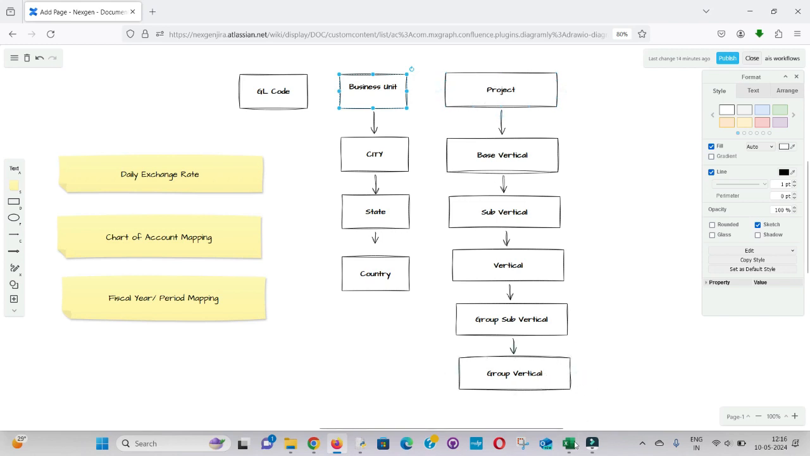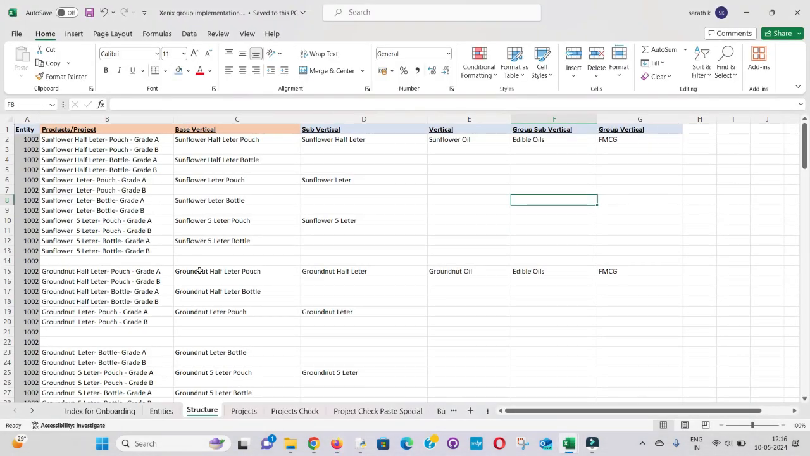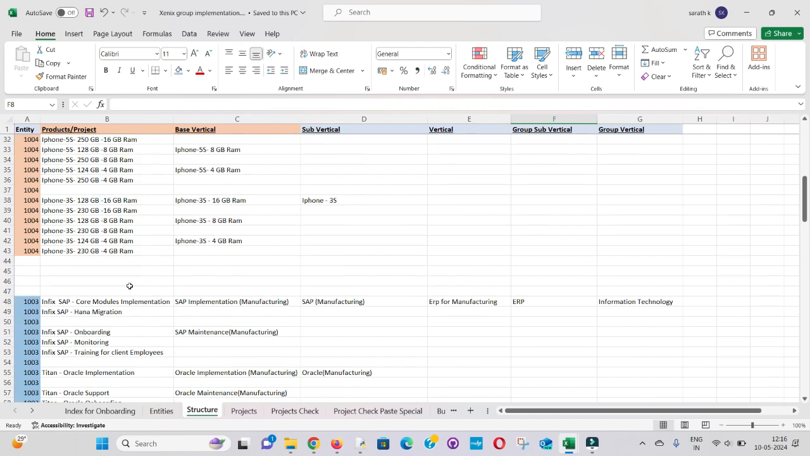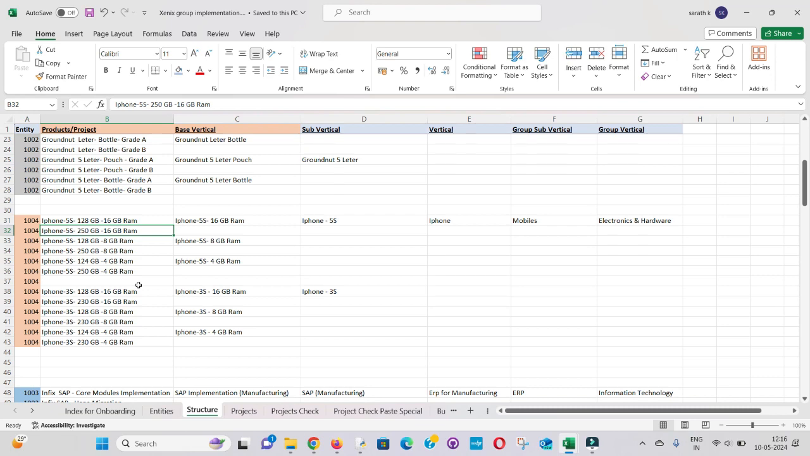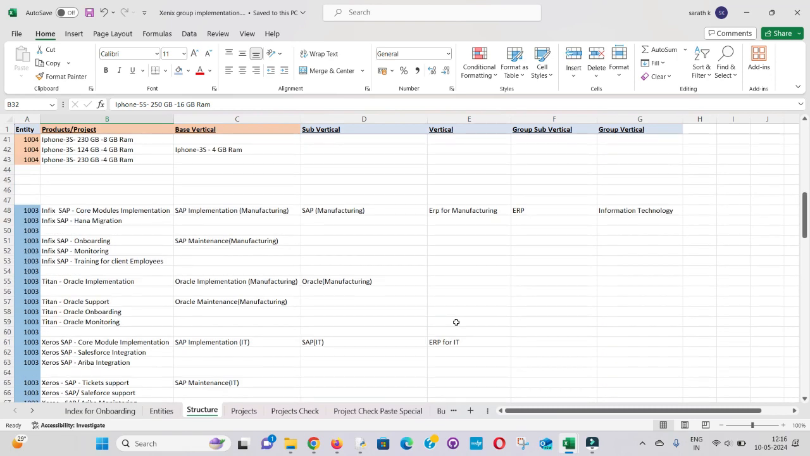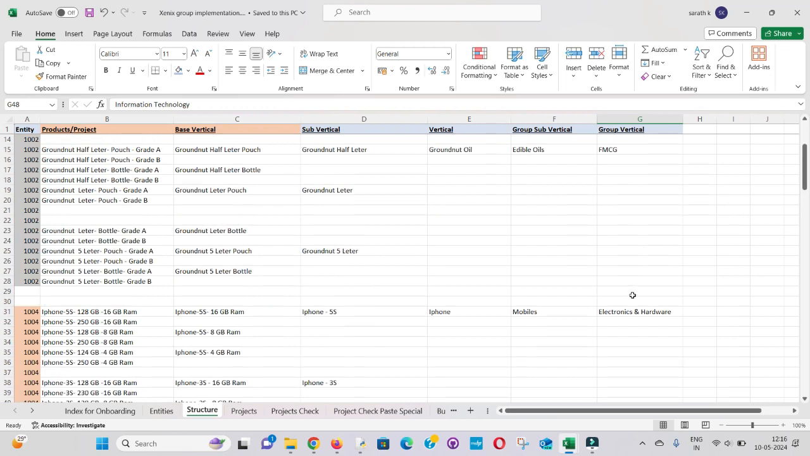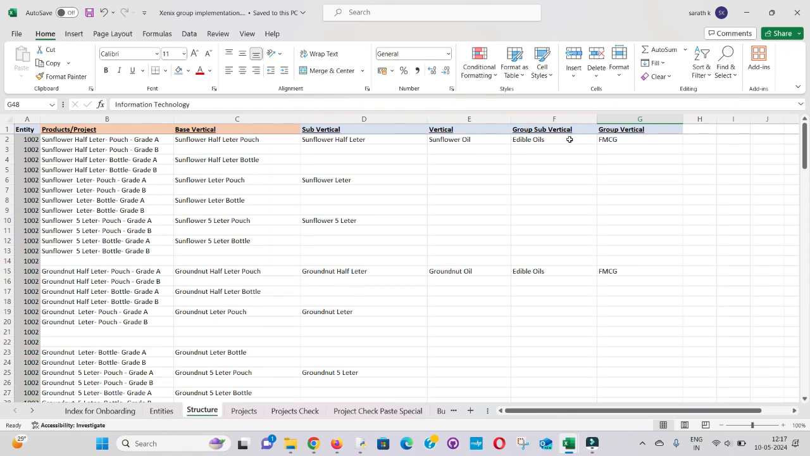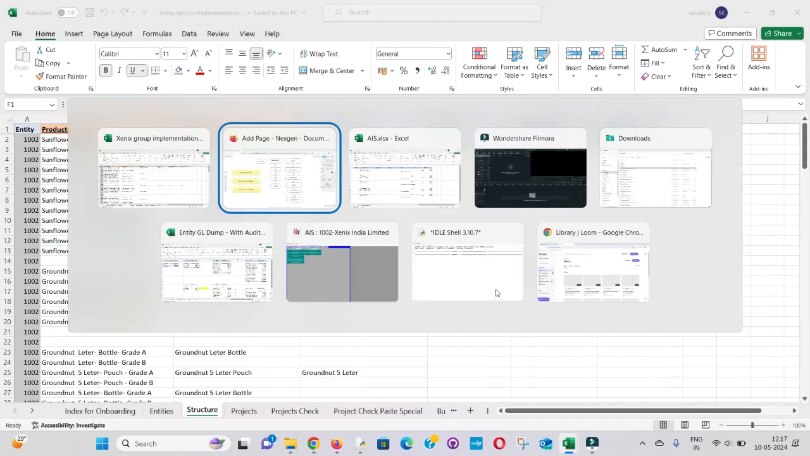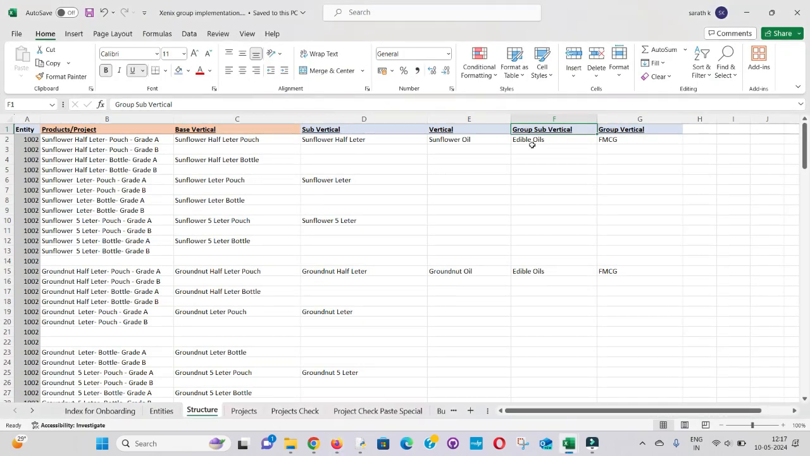In order to explain this practically, say, for example, we look at the implementation of one group. This is a group which is into manufacturing of oils, as well as iPhones, as well as IT. You can see at group level they have divided their business into FMCG, electronics, as well as information systems. FMCG was in turn broken into edible oils. At vertical level they defined edible oils into sunflower as well as groundnut oil, because they were manufacturing two types of oils.